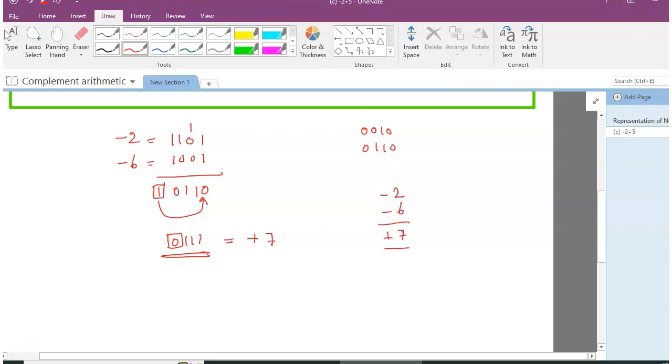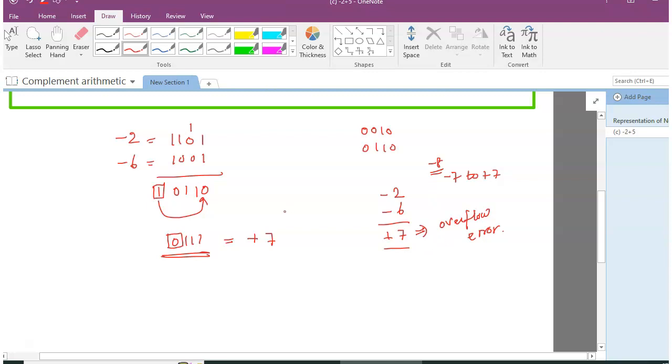This is our answer. But we know the answer is wrong, right? So this is called overflow error. Why is it called overflow? Because by using 4 bits, we can go from minus 7 to plus 7 only. But the sum tries to produce minus 8. Minus 8 is out of range, overflow. So this is called overflow error.